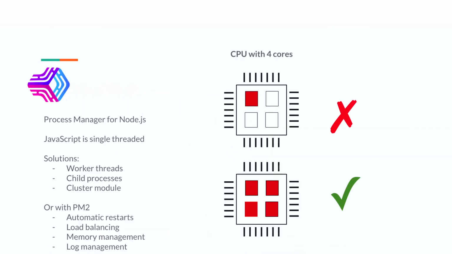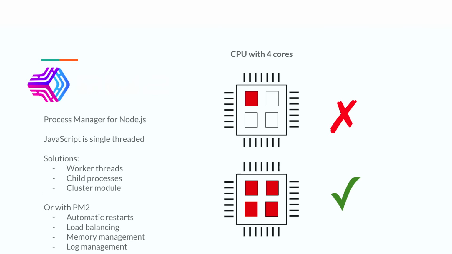Now I'm going to talk about PM2. That's a Node.js process manager. One disadvantage of JavaScript is that it's single-threaded. There are several solutions to get around that: worker threads, child processes, cluster modules. Because if you only use single-threaded and you have a CPU with several cores, then only one core is used, and that's a bit of a pity.